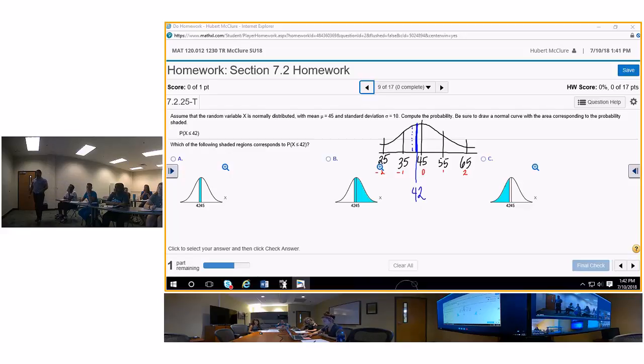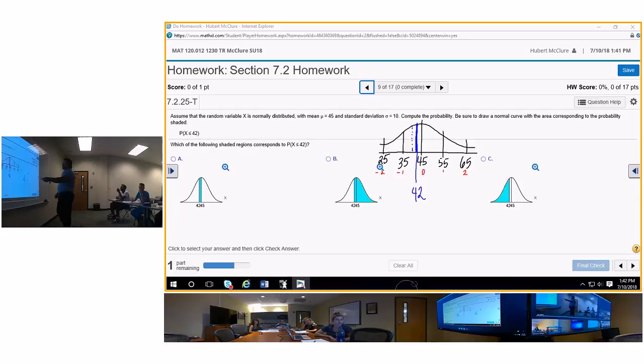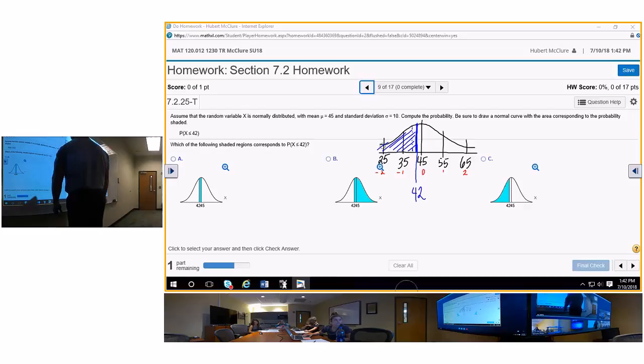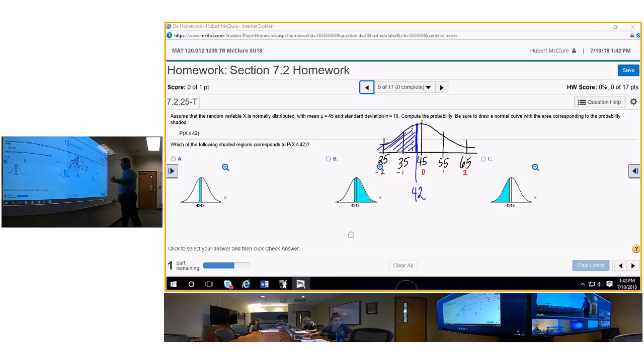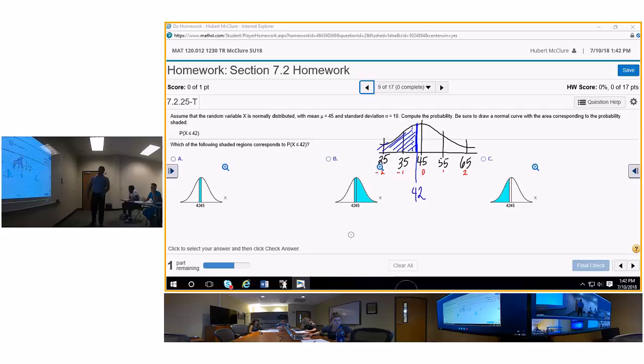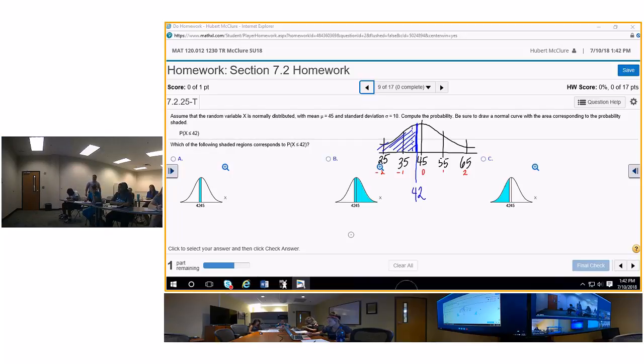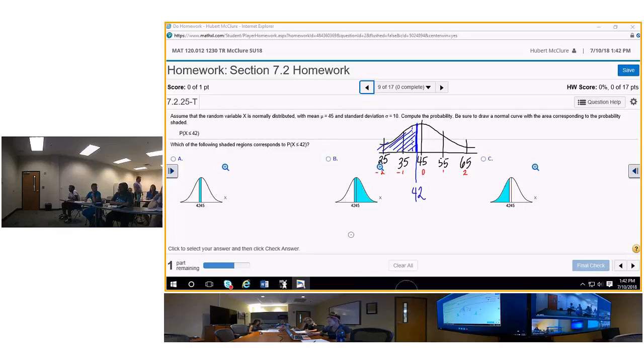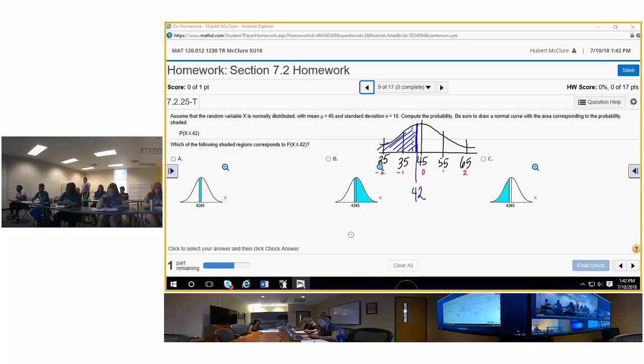Alright? So which one of these pictures show the area to the left of 42? C. So your answer would be C. Now, I don't really care about the picture, but I want you to draw a picture. But what's the next step? 42 doesn't tell you squat. So what do you have to do to 42? Change it into a Z-score. So plug it in the formula for Z-score.